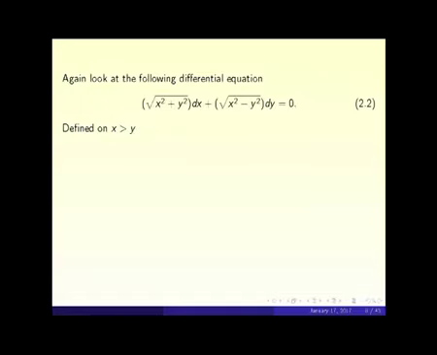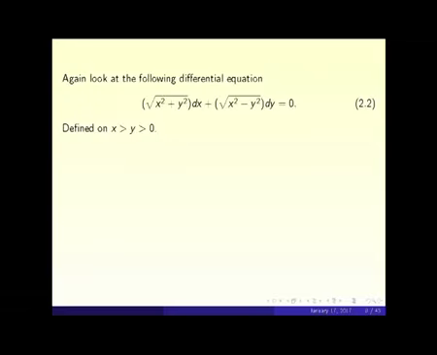Let us take another example. Square root of x squared plus y squared dx plus square root of x squared minus y squared dy equal to 0. So, let us say that this differential equation is taken on x bigger than y, the half plane x bigger than y. Not only do we take x bigger than y, we also take x and y to be positive. So, in this 2.2, we shall add a further condition that x bigger than y bigger than 0. Okay. So, let us make that additional assumption.